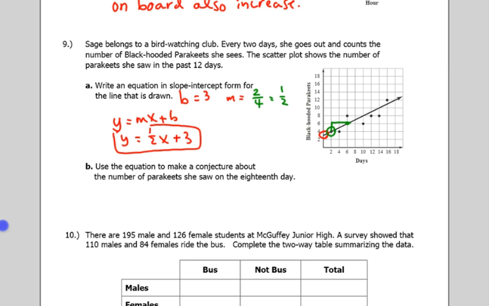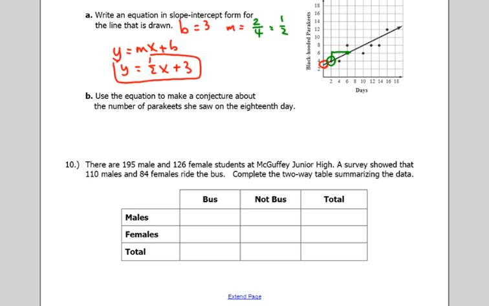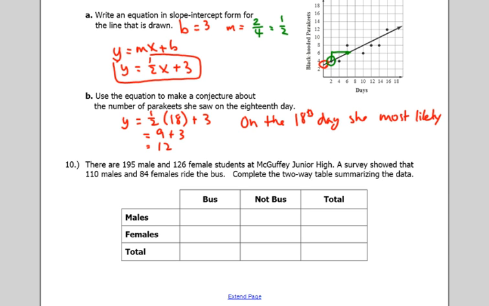Use the equation to make a conjecture about the number of parakeets you saw on the 18th day. So I'm going to plug in 18 for x. That's my equation. So 9 plus 3. So on the 18th day, she most likely saw 12 parakeets. So we use our equation to predict other values from the table or the graph.